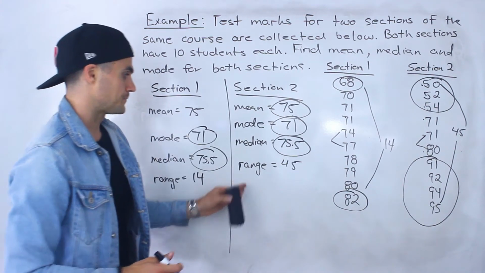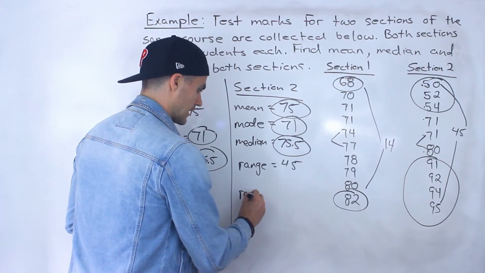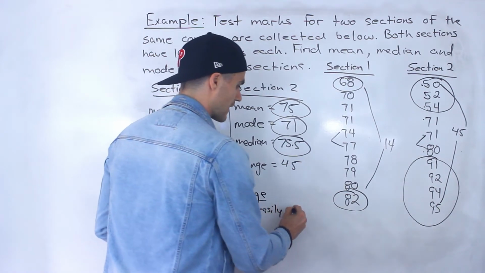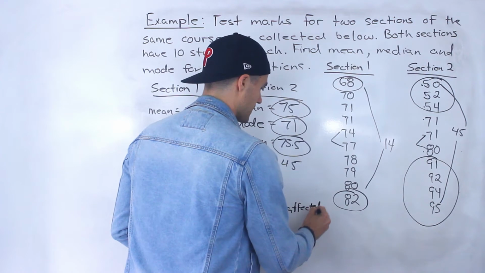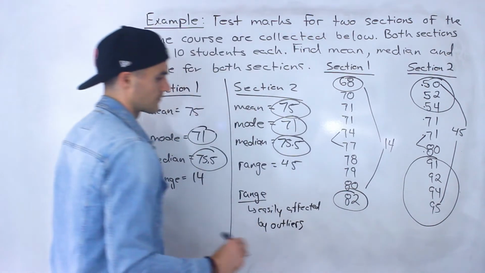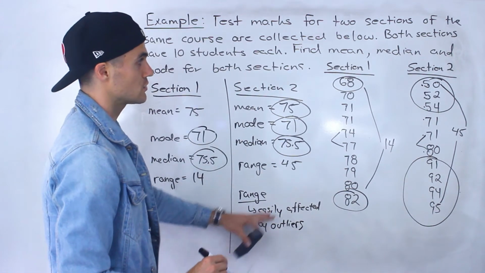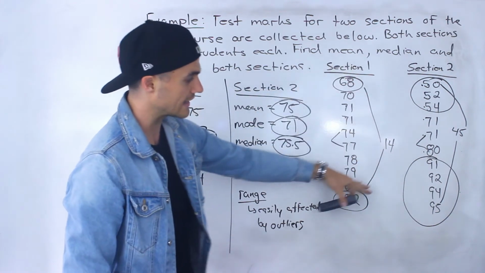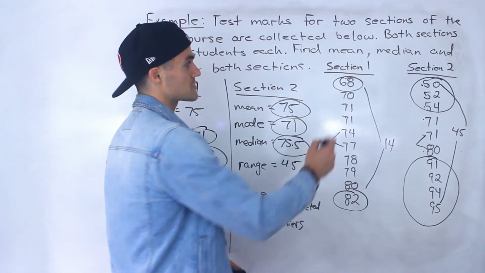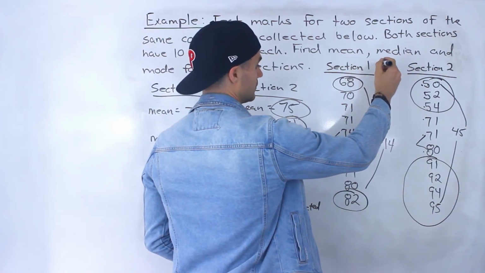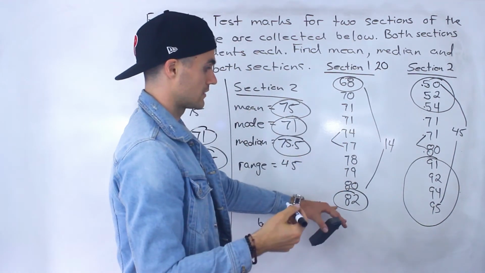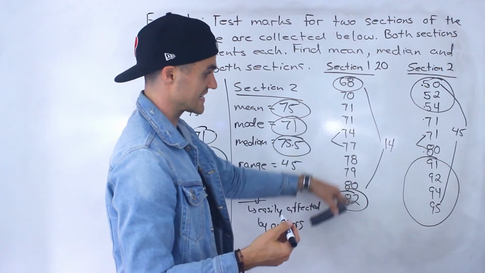The problem with range is that it is easily affected by outliers. It's easily affected by outliers. So if we go back to section 1 where most of the data is in that 70-ish range, but instead of that lowest mark being 68, let's say we made the lowest mark be, I don't know, let's say 20. Then what would the range be? Notice the range would be then 62.